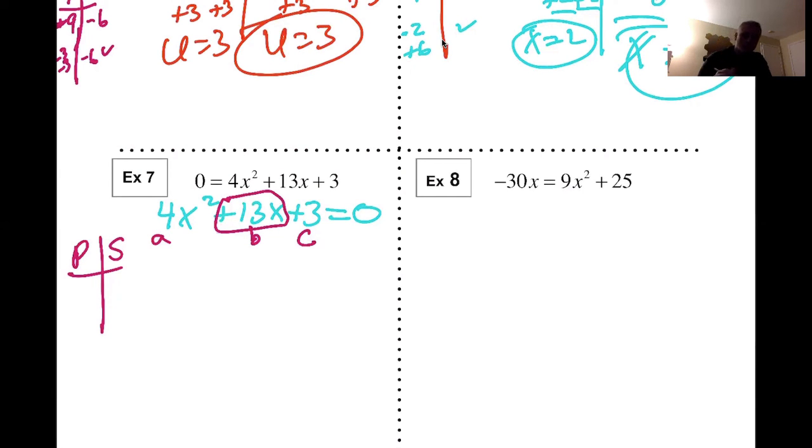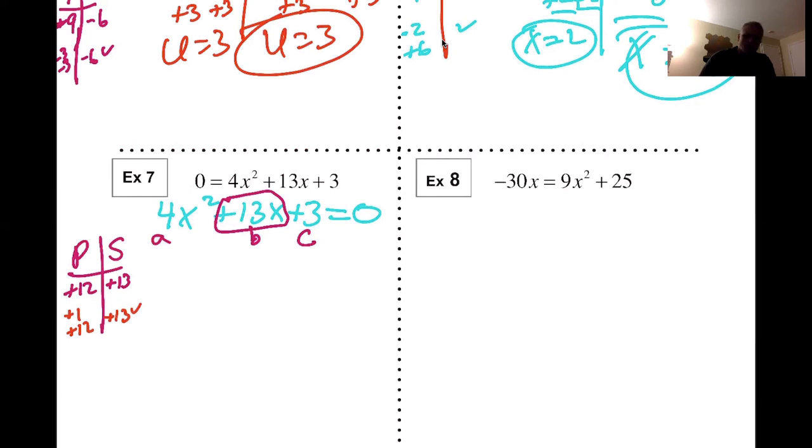Okay, so our product is going to be A times C. 4 times 3 is positive 12. The sum is going to be B, which is positive 13. Well, that's an easy one. I mean, what multiplies to 12 that adds to 13? Well, that's going to be positive 1 and positive 12. And that gives you the sum of positive 13.